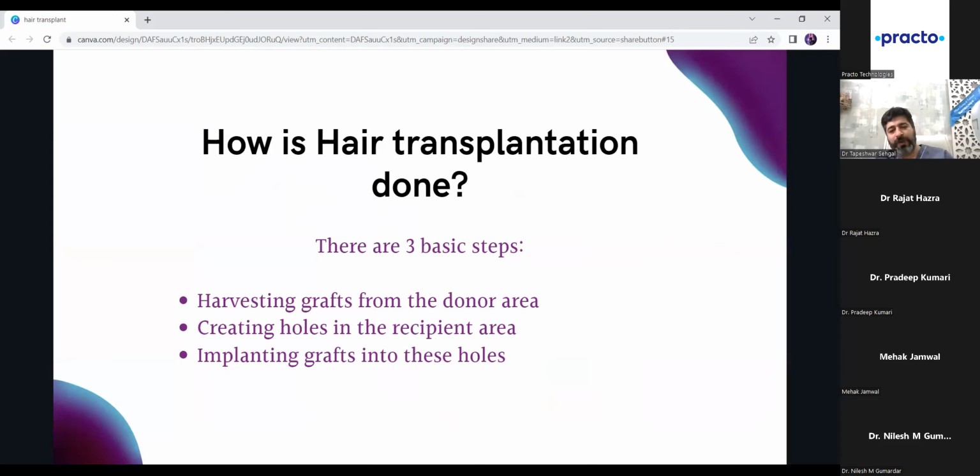Every hair transplant, whatever technique you use, has 3 basic steps: harvesting grafts from the donor area, creating holes in the recipient area, and implanting grafts into these holes. Every surgeon, every center has a different technique of doing these three basic steps. We call it autologous because we transplant hair from the same person to the recipient area. These three are the basic steps, and now we'll deal with how a little differently each one of us does this.